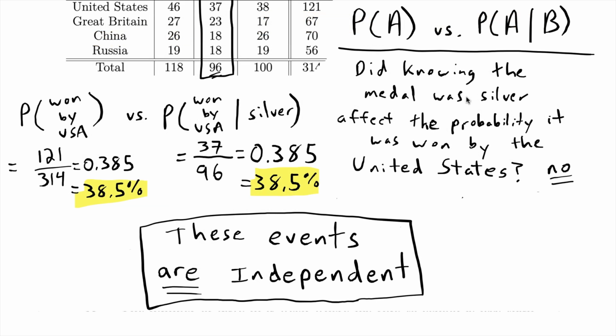Did knowing that the medal was silver affect the probability it was won by the United States? No. It was 38.5% if we didn't know it was silver. It was 38.5% when we did know that it was silver. So our two events, that the medal is silver and the medal was won by the United States, are independent.